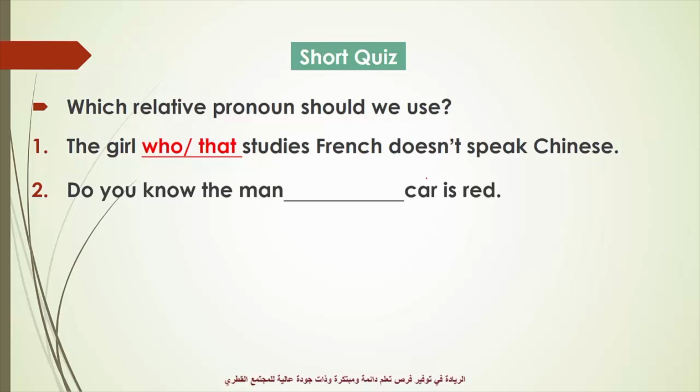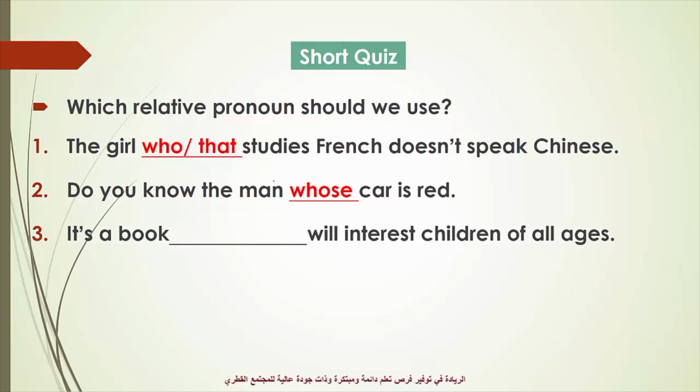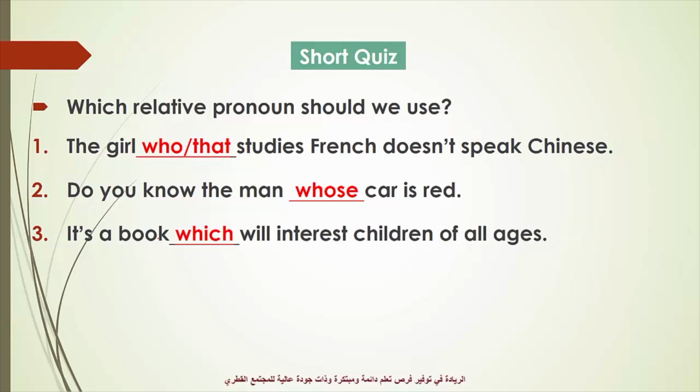The second example. Do you know the man car is red? Now in this example we have a car. So this car belongs to a certain person, so we should use whose. So do you know the man whose car is red? The last sentence. It's a book will interest children of all ages. Now in this example we have a book, which is a thing, so we have to use which. So it's a book which or that will interest children of all ages.